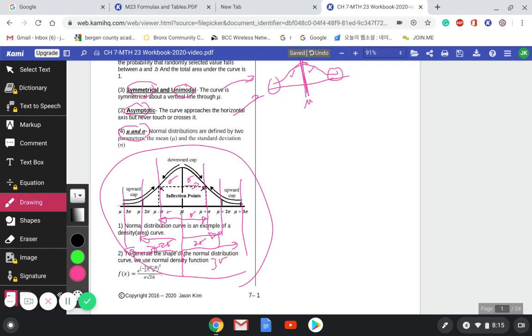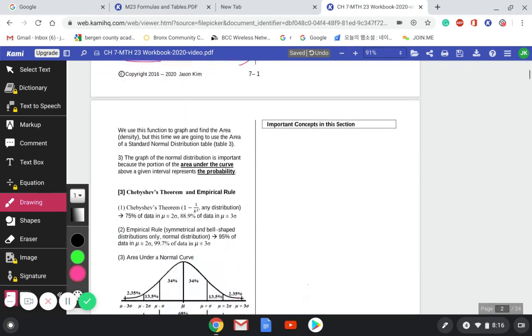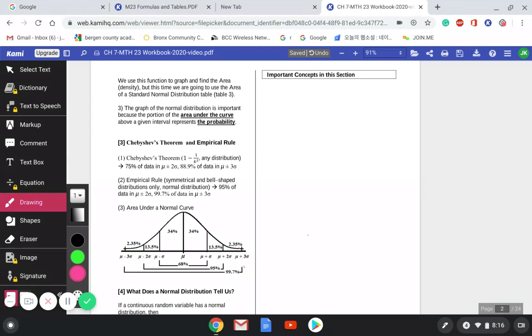It is generated actually from a particular formula, but at this level you don't have to know or memorize these formulas. This normal curve has been developed from Chebyshev's theorem, and also implies the empirical rules.